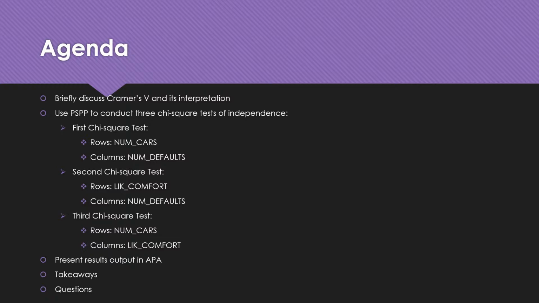The agenda for this presentation will first be to discuss the Cramer's V and how the ratios are interpreted. Then we will use PSPP to conduct 3 chi-square tests of independence. The first one will be on number of cars and number of defaults. The second will be on reported Likert comfort and number of defaults. And the last test will be on number of car loans a person is servicing and the reported Likert comfort.